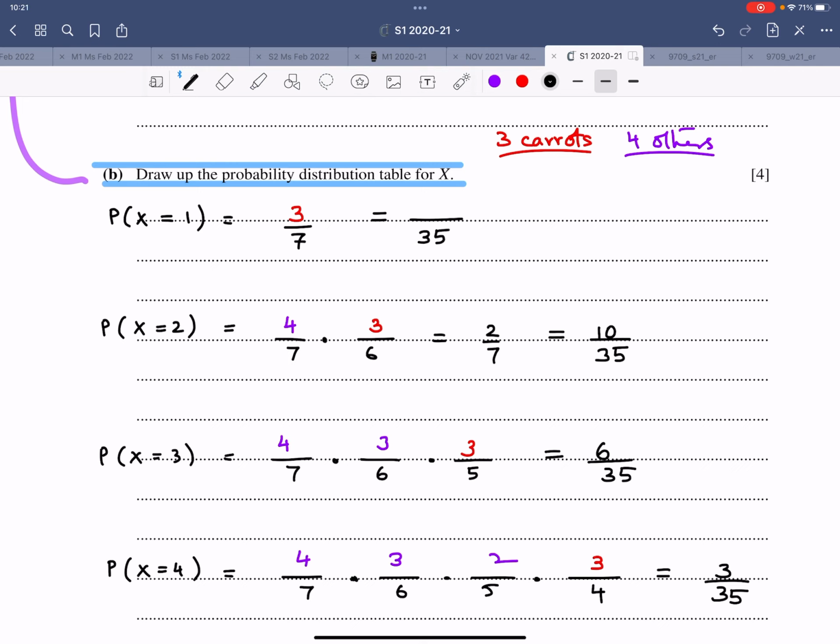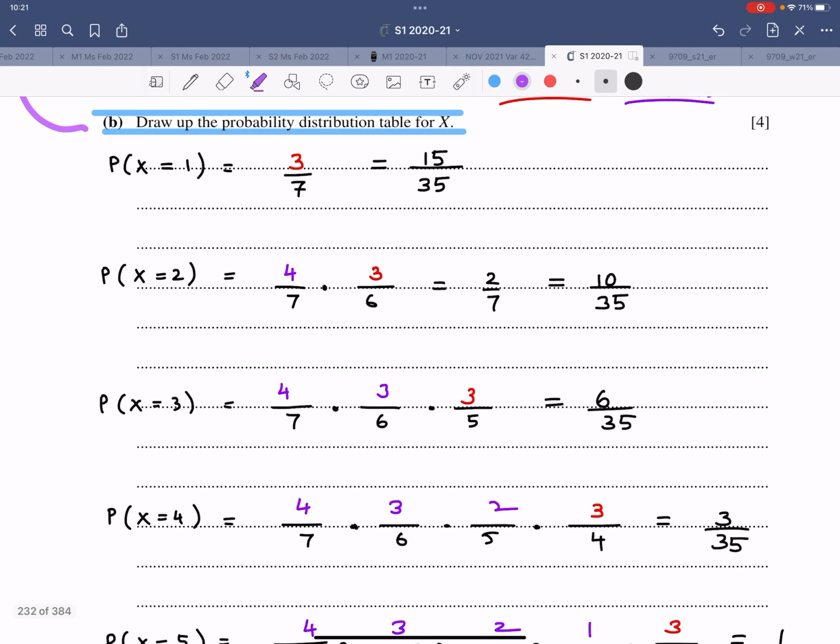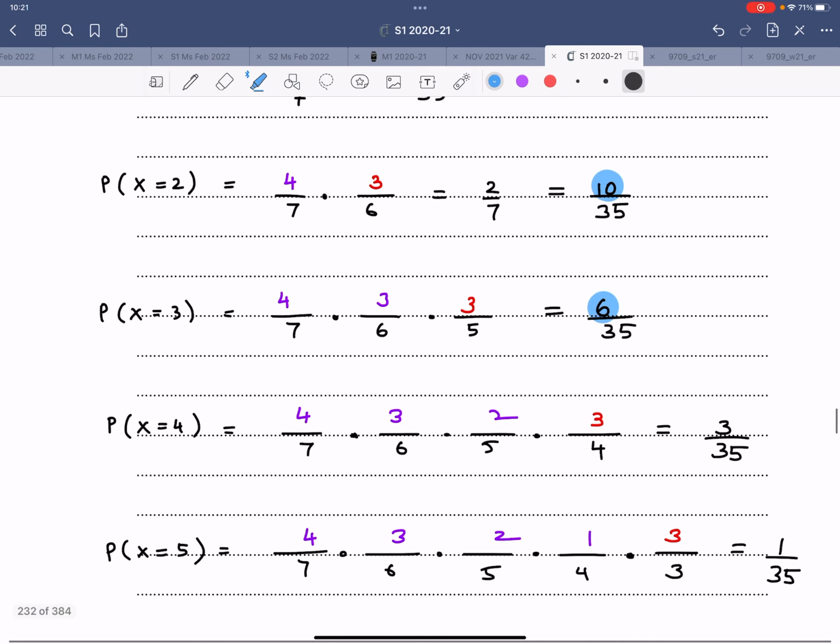So everything is ready. Now let me double check. What will I double check? 15 and 10, 25. 25 plus 6 is 31. 31 plus 3 is 34, plus 1 is 35. Everything is taken care of.